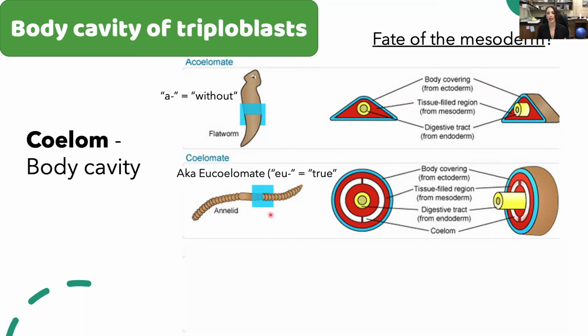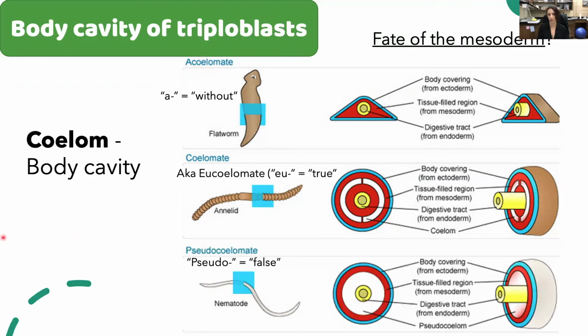Now, there are cases in which it may appear superficially that there is a coelom or body cavity, but it's actually not a true coelom. This condition is called pseudocoelomate. Pseudo means false, and so an example of a pseudocoelomate organism is the nematode worm. Again, we can do a cross-section analysis and see that it has something that superficially looks like a coelom or body cavity, but it is a pseudocoelom.